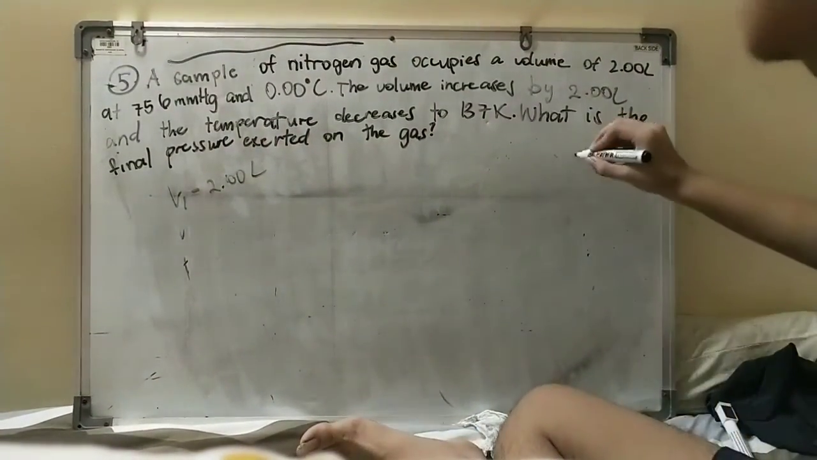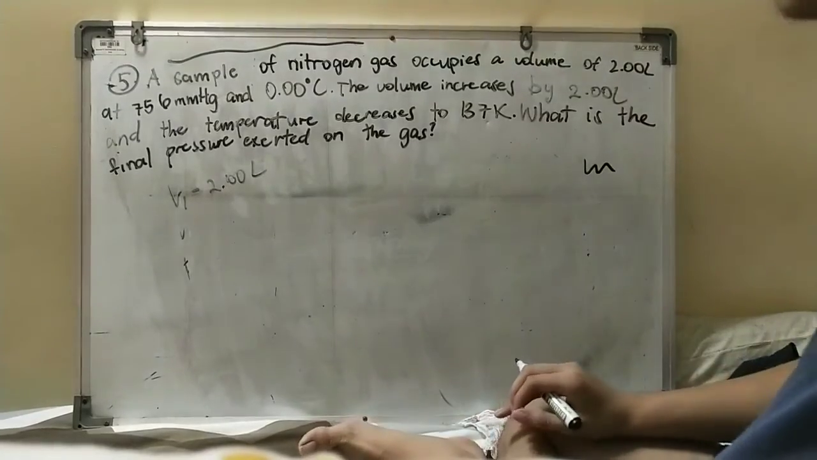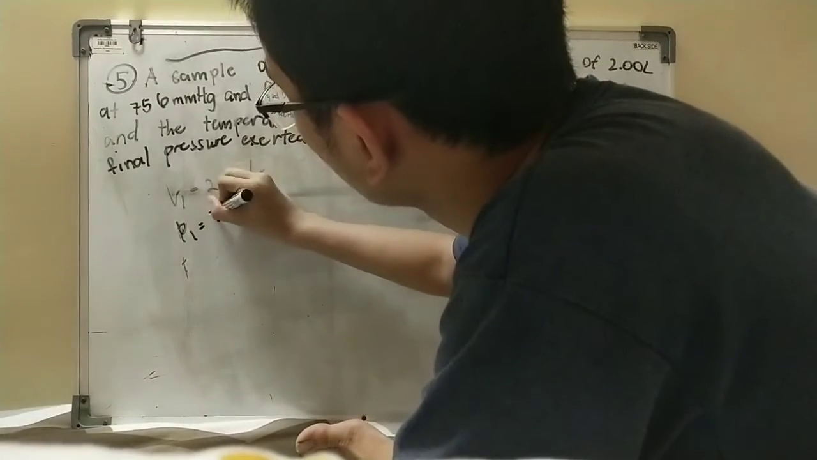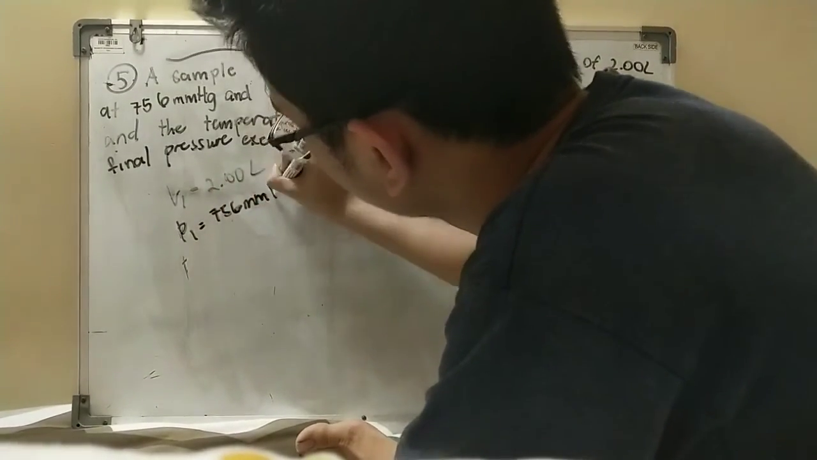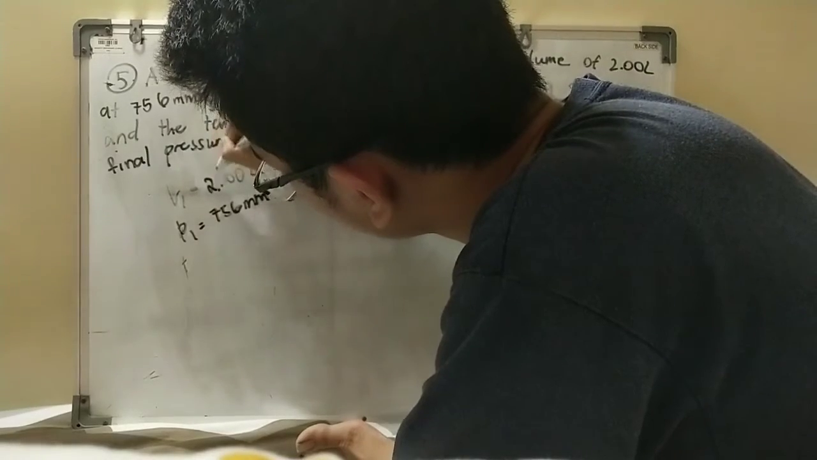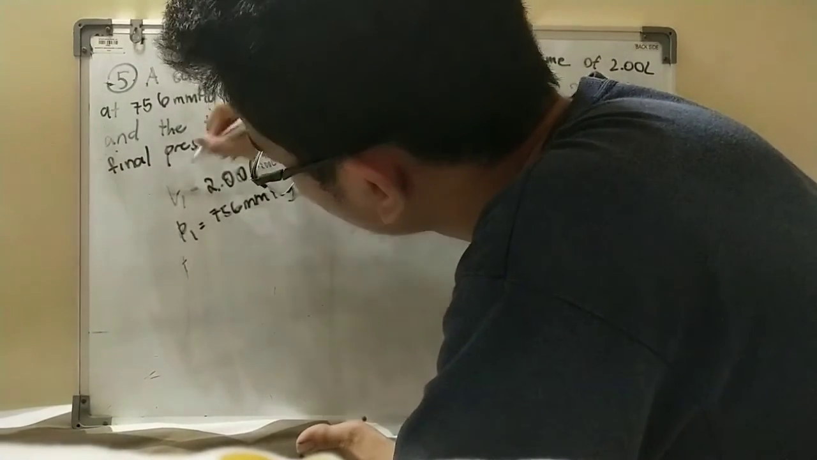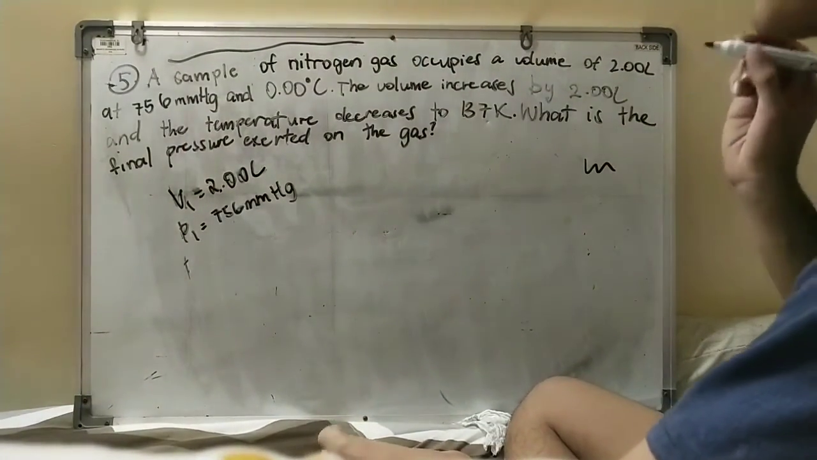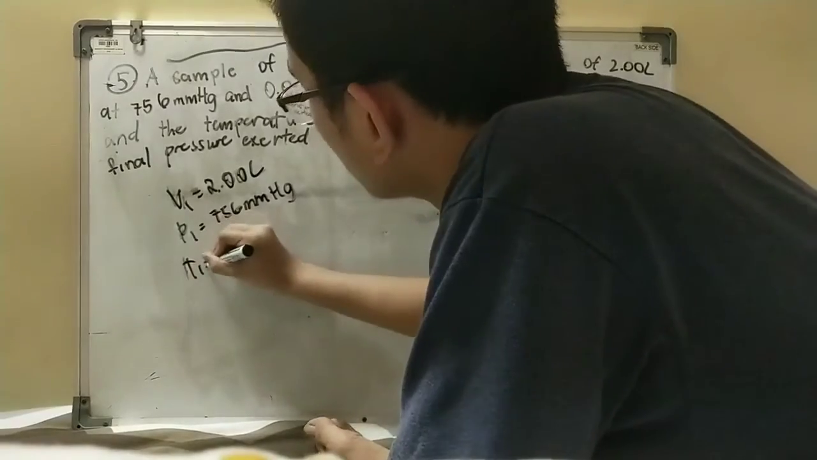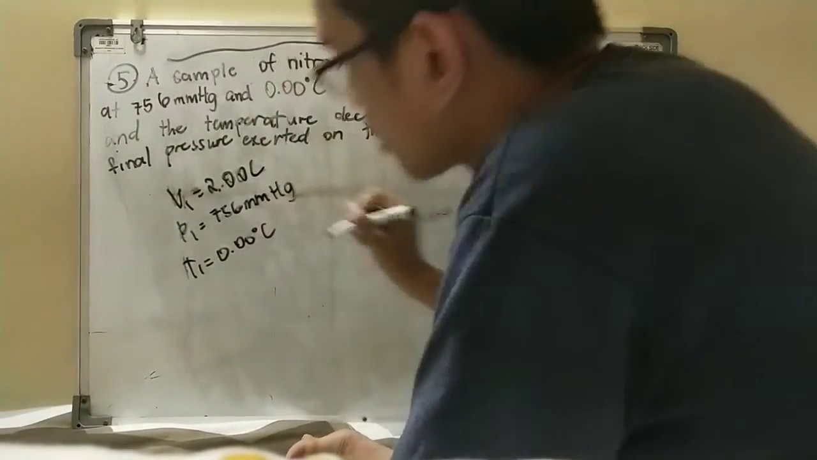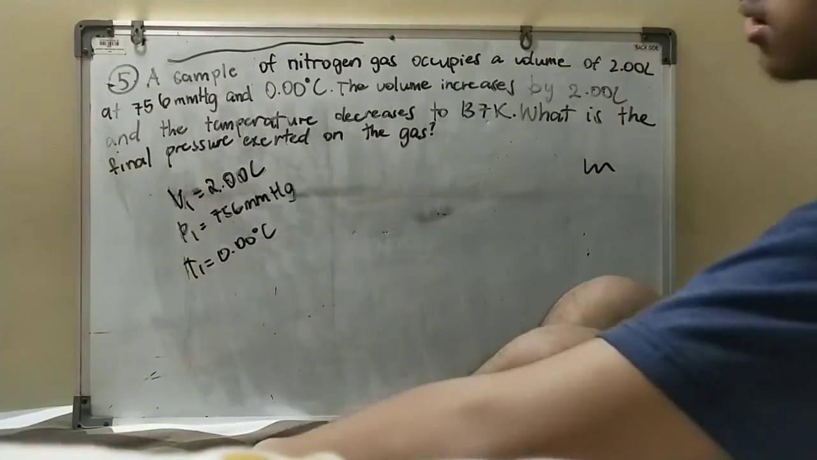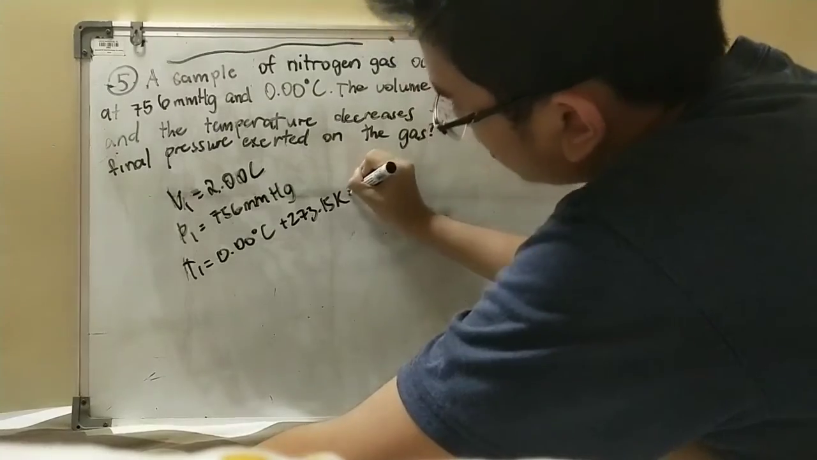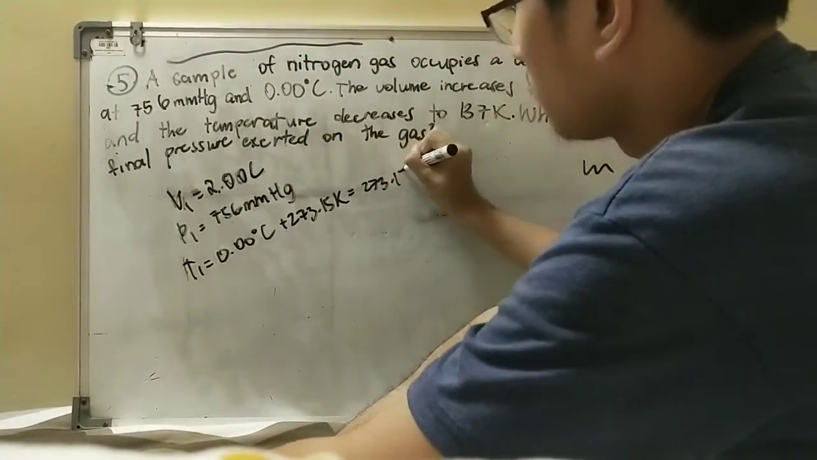I'm sorry for the markers. Okay. Our pressure 1 is 756 mmHg. Wait, I'm just going to clean this out. And our temperature 1 is 0.00 degrees Celsius. But as I'm saying, we're going to use Kelvin. So we need to add 273.15, which is just 273.15 Kelvin.